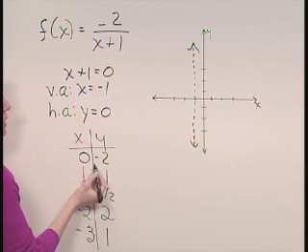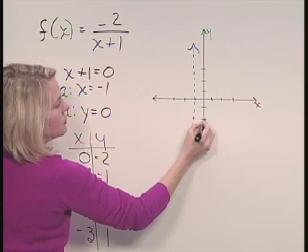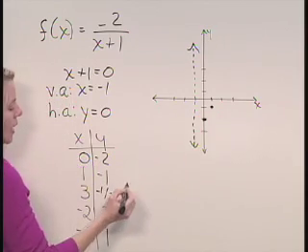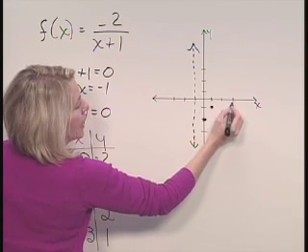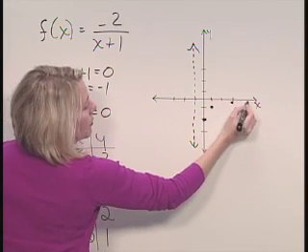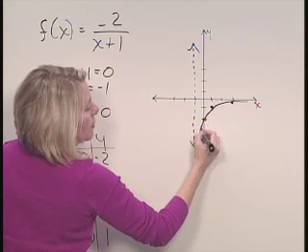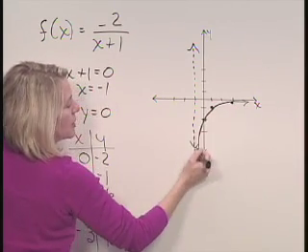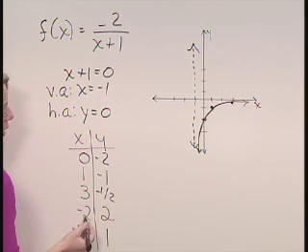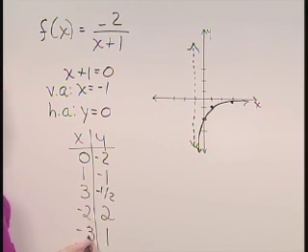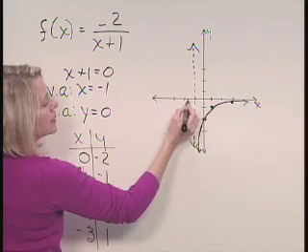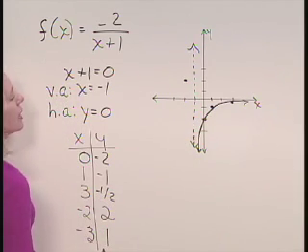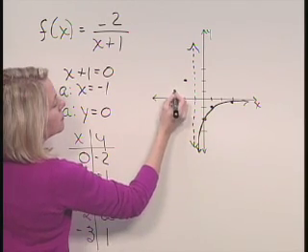And let me put these points in: 0, -2, 1, -1, and 3, -1/2. So about right there. So my graph is going to get very close to my vertical and horizontal asymptotes, but not touch them. All right, looking at the last 2 points, I have -2, +2, and the point -3, +1.